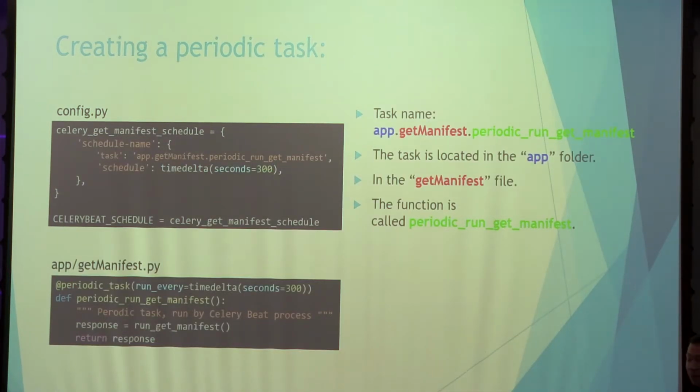So how do we create a periodic task? First of all, we have to create the schedule for the task. So on top we can see the Celery schedule. So the schedule name is app.getManifest.periodic_run_getManifest. It's a fairly intuitive name, I think. But what the name actually breaks down to is app is the app folder, getManifest is the file that this periodic task is inside, and the function that we want to run is called periodic_run_getManifest.